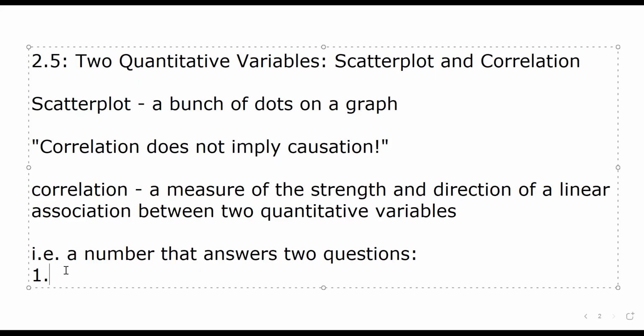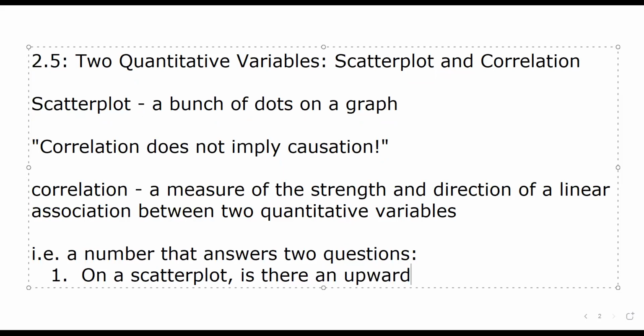Number one, on a scatter plot, is there an upward or downward trend? Because remember, when we have a scatter plot, we have a bunch of dots on a graph, and they may be scattered all over the place, but collectively they may be moving kind of upwards as you move from left to right, or they may be moving downward from left to right.